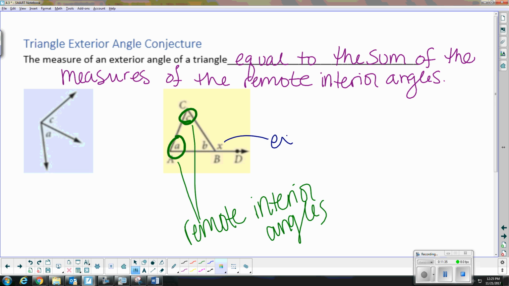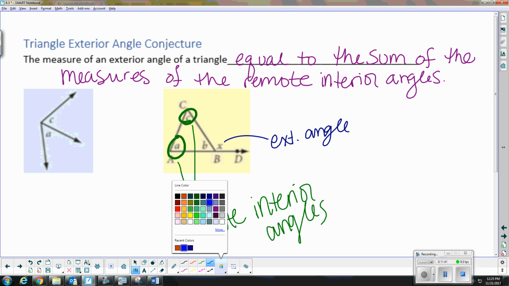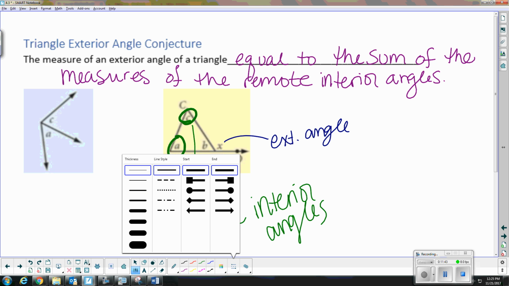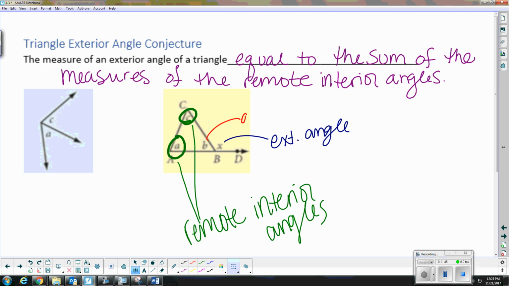X is your exterior angle. And while we're at it, we might as well label B, which is your adjacent interior angle. Okay, so this is saying that angle A and angle C add up to be angle X.